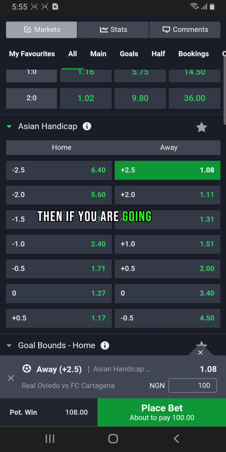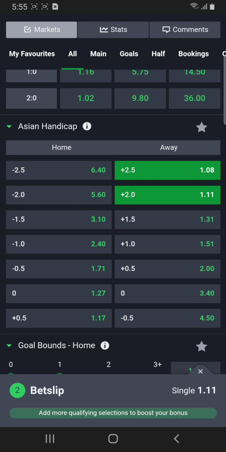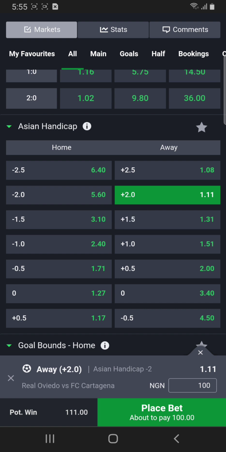Then if you are going with a plus 2.0, which is this, it simply means that if the game ends 2-0, you win. If the game ends on a 2-0, the plus sign there is a sign of a draw. In case the game ends on a 3-1 win, you win. 3-2 win, you win. 2-0, you win.